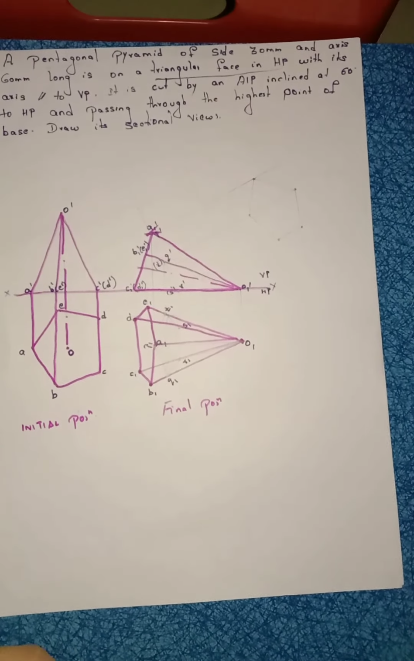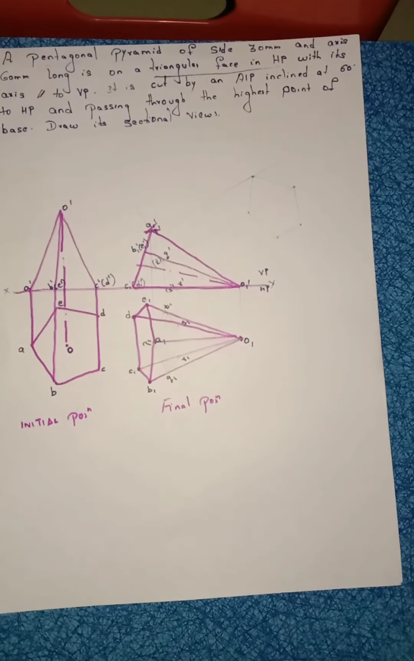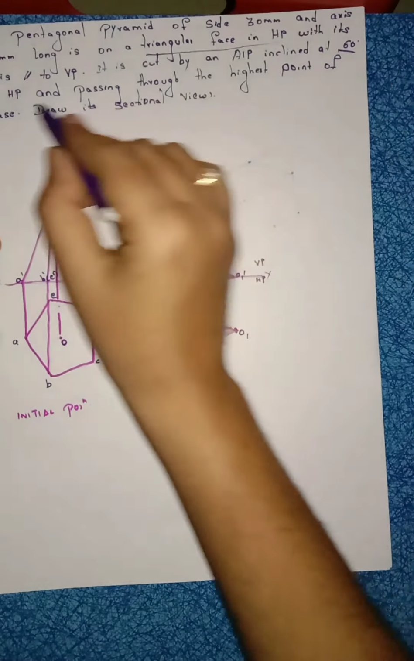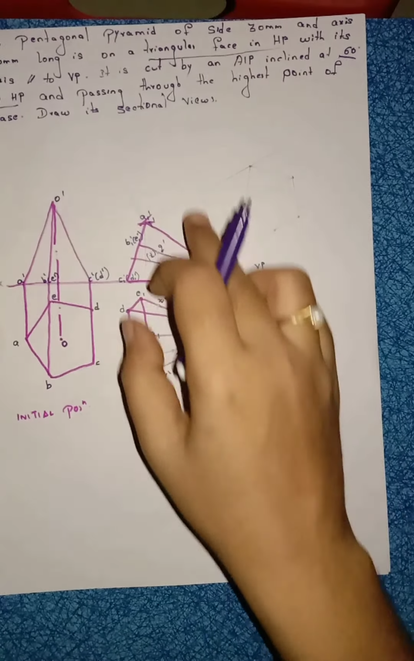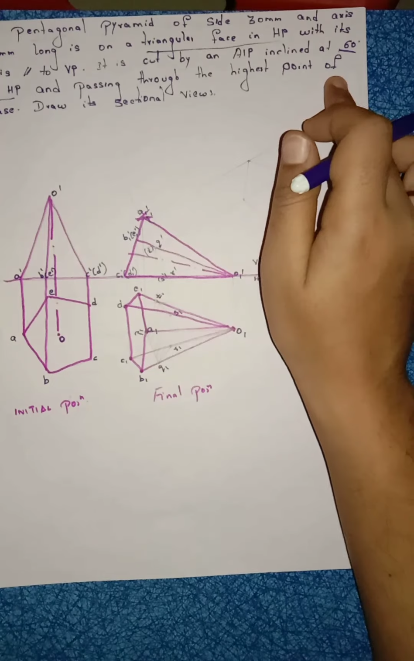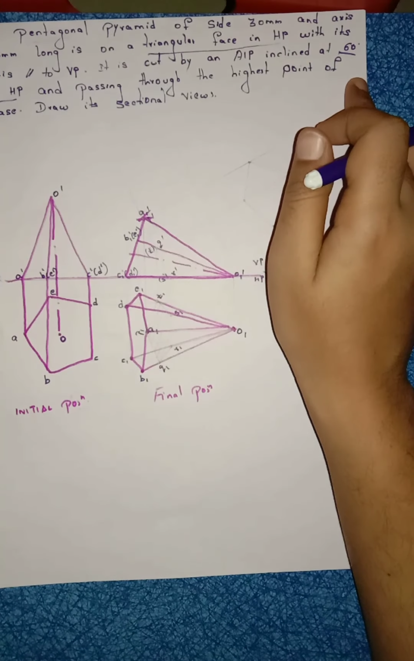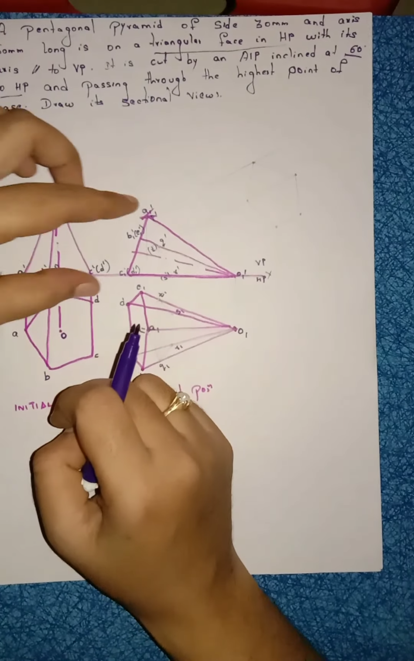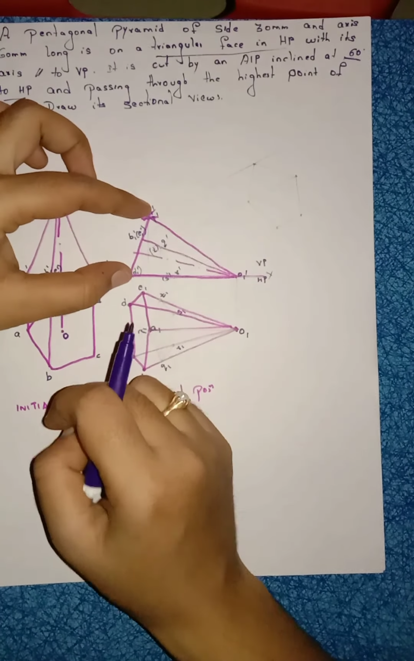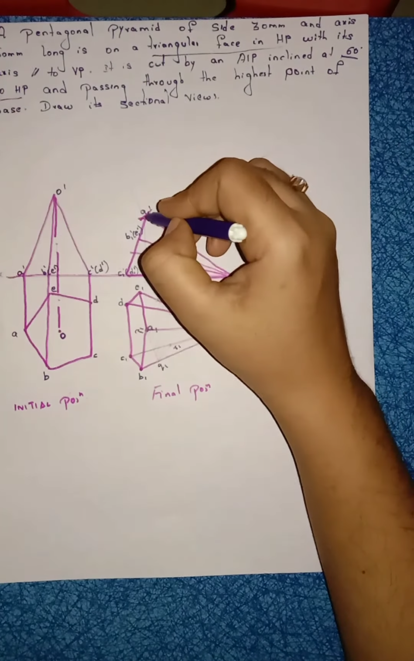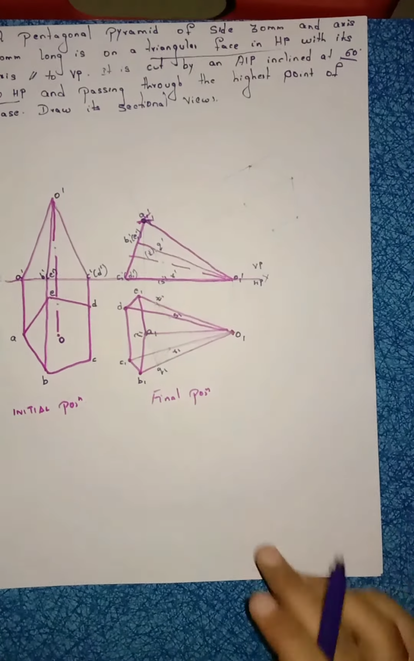Right? So now the important thing is you have to mark the sectional plane. Where do you have to mark the sectional plane? What is the angle here? 60 degrees to HP. To HP means you have to draw here. What is the condition? Passing through the highest point of the base. What is the base here? A dash to C dash. What did they say? Passing through the highest point of the base. This is the highest point of the base.